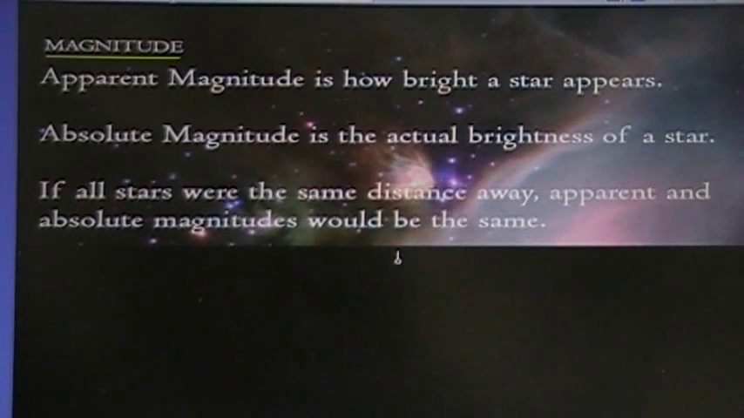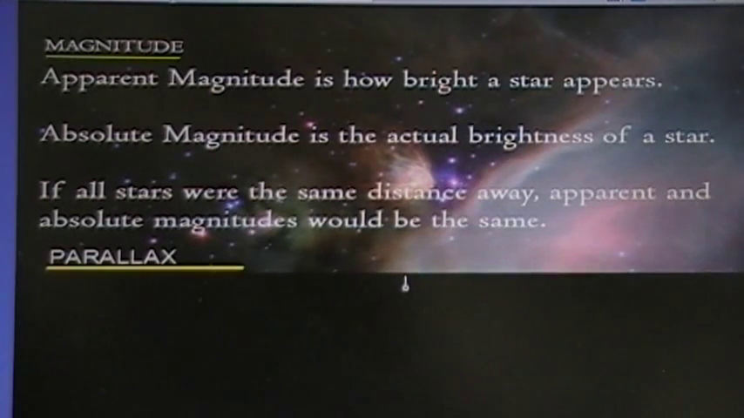An example that we always try to use is, if I take a light bulb and turn it on and put it right next to your face, obviously that looks a lot brighter. But then I take that same bulb and take it a mile away, it doesn't look as bright as it was right next to your face. Again, absolute magnitude is if all were the same distance away.